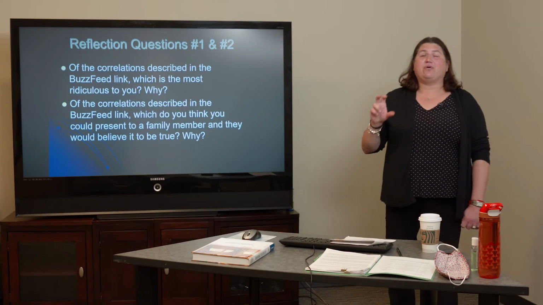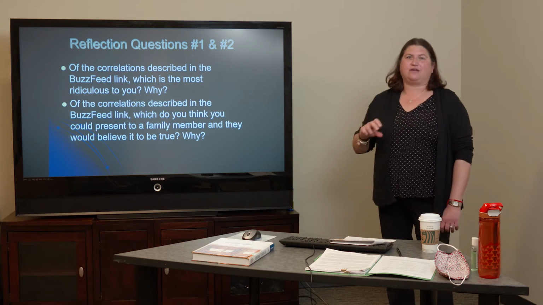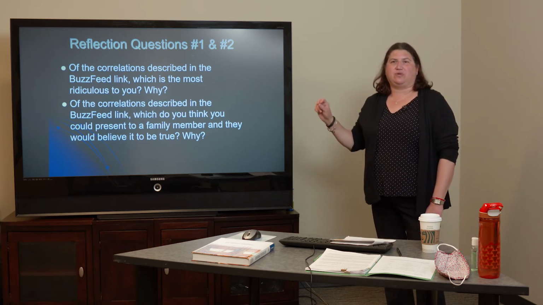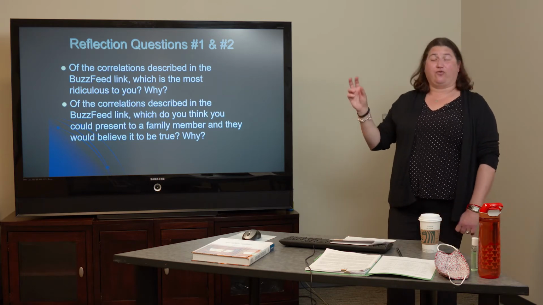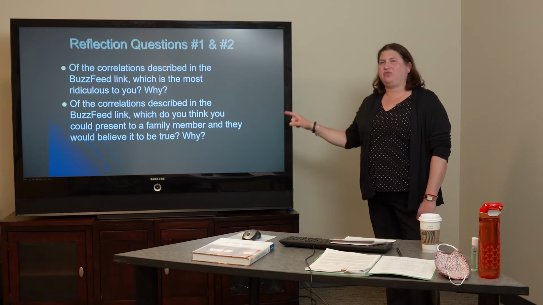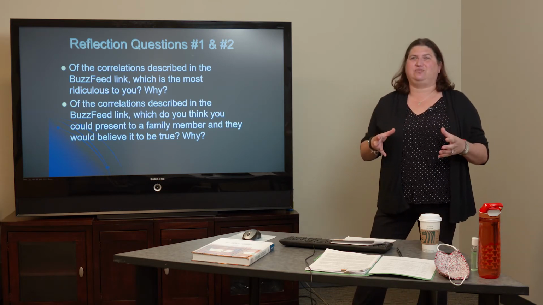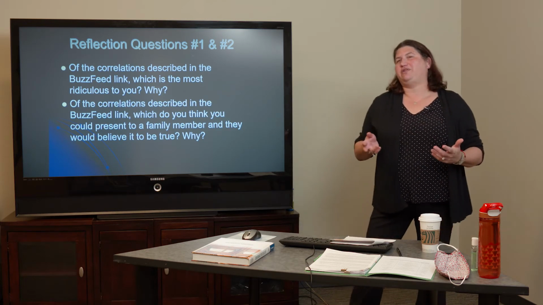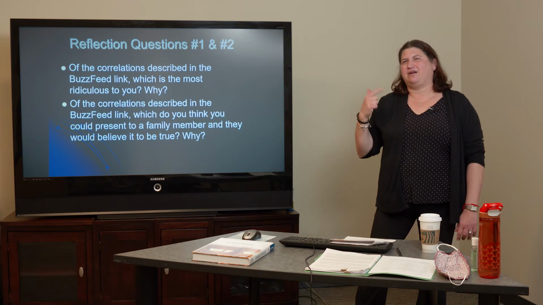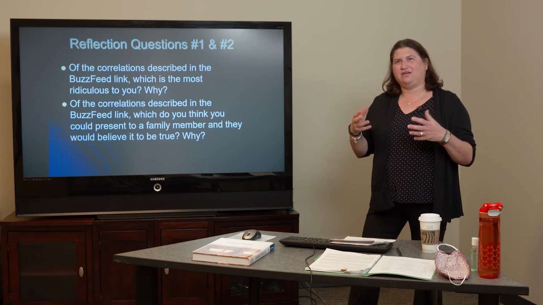Now again, remember that all of these correlations are actual, true, mathematical, statistical correlations. But every single one of them is related to some third or fourth or fifth variable. But which one do you think you could present as if those two factors are actually related to each other to a family member and they would believe you? And tell me why. I'm gonna make you think a little bit, guys. That's kind of the whole idea with these reflection questions, thinking.